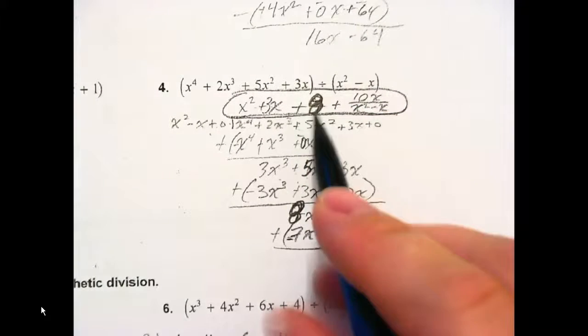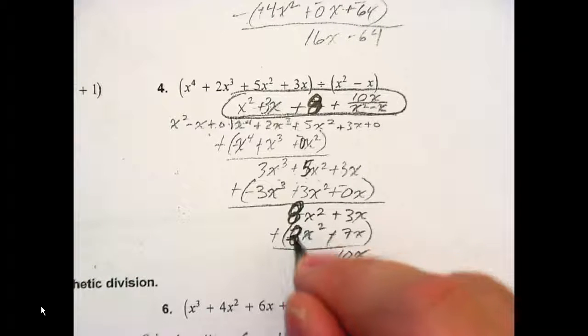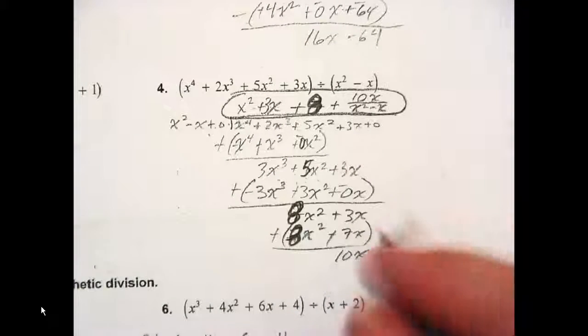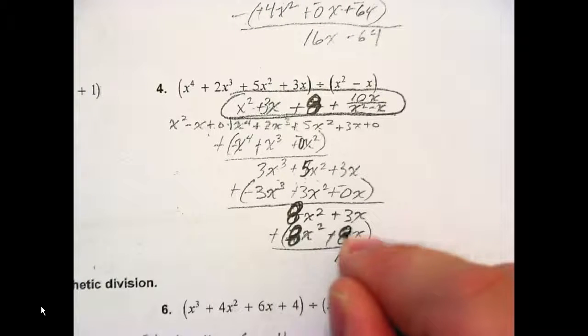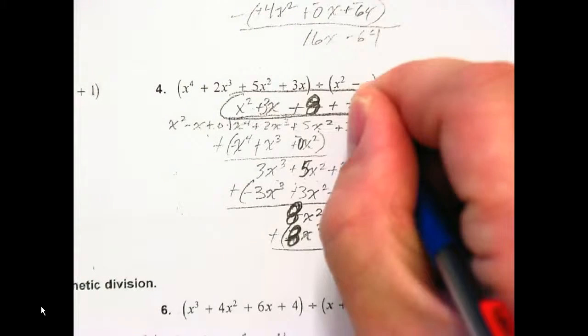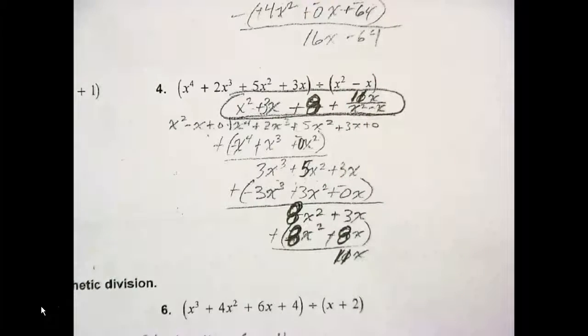All right, which makes then that 8x squared there, and this 8x, which makes this 11x. Well done. All right. Good.